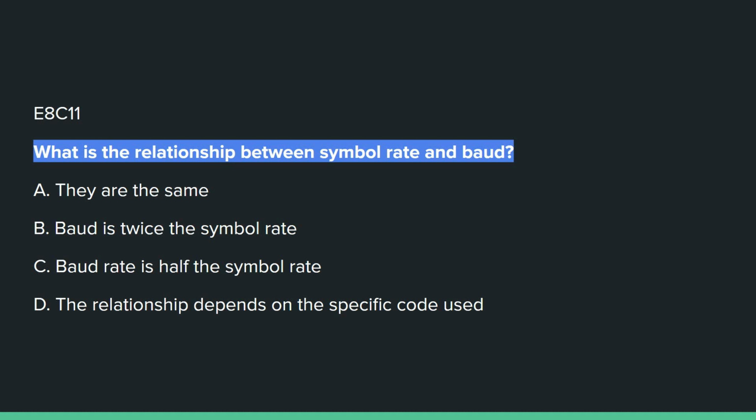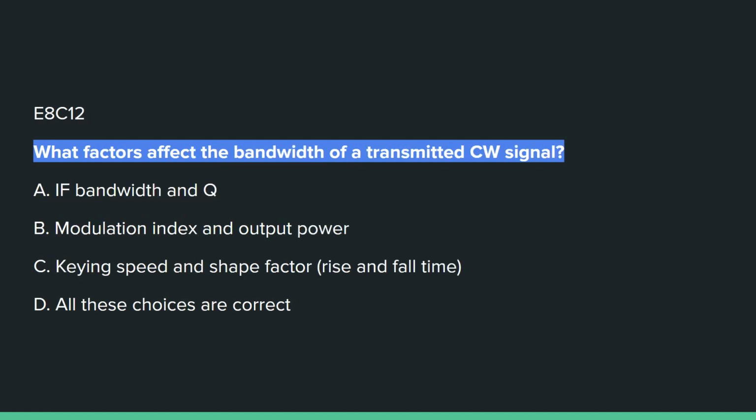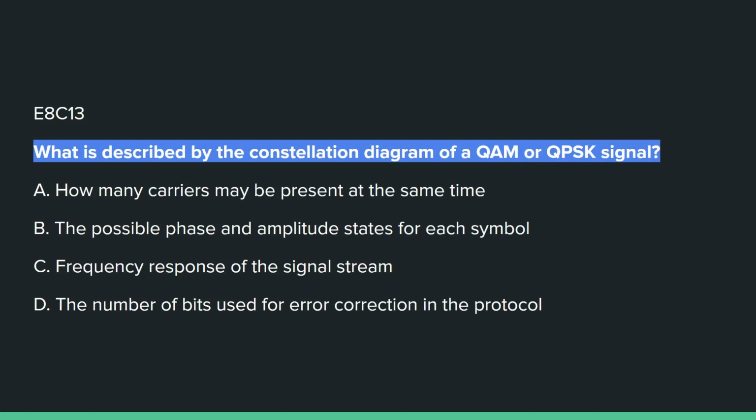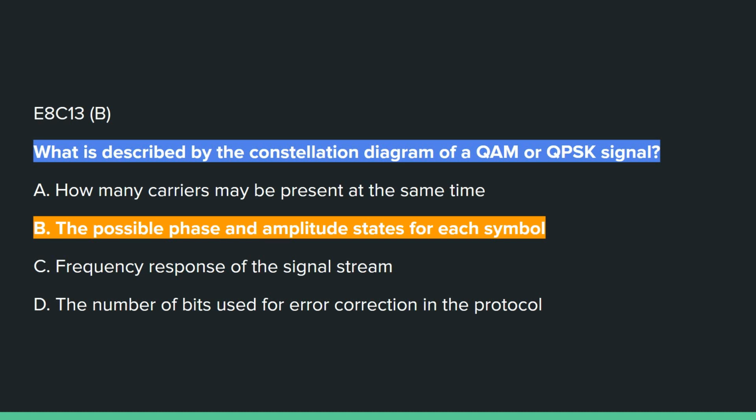E8C11, what is the relationship between symbol rate and baud? A, they are the same. E8C12, what factors affect the bandwidth of a transmitted CW signal? C, keying speed and shape factor, rise and fall time. E8C13, what is described by the constellation diagram of a QAM or QPSK signal? B, the possible phase and amplitude states for each symbol.